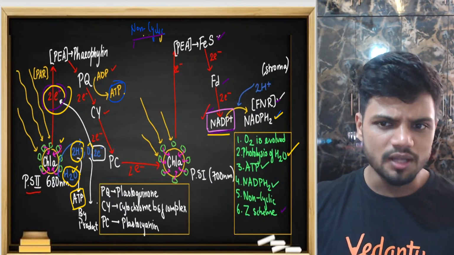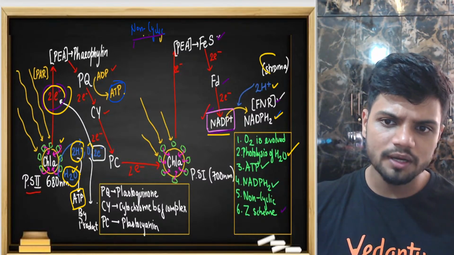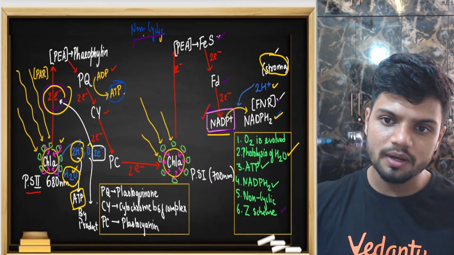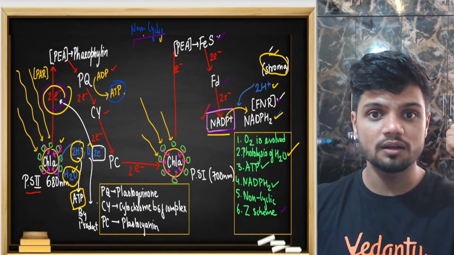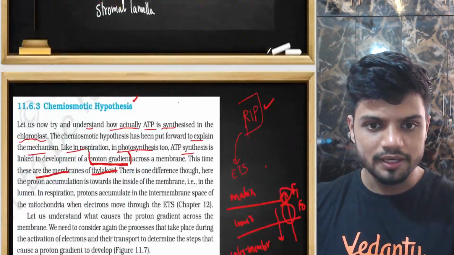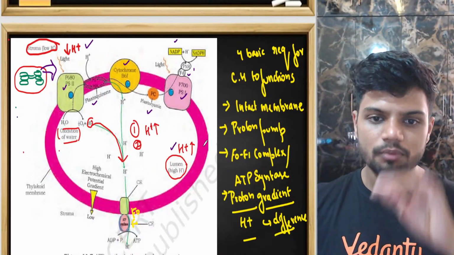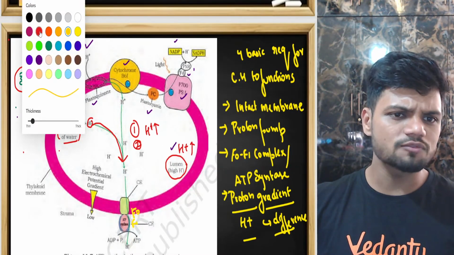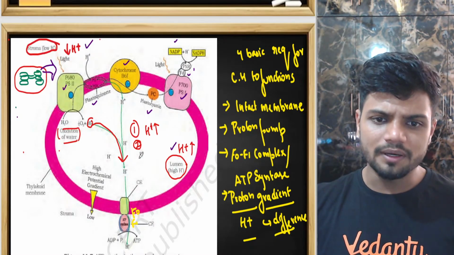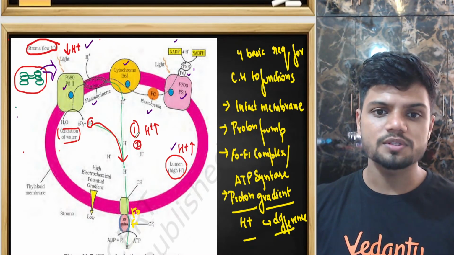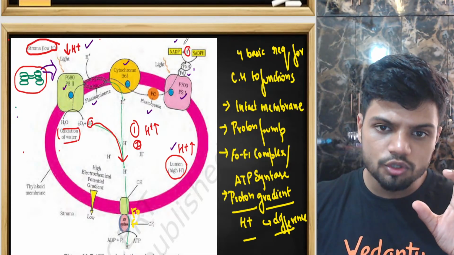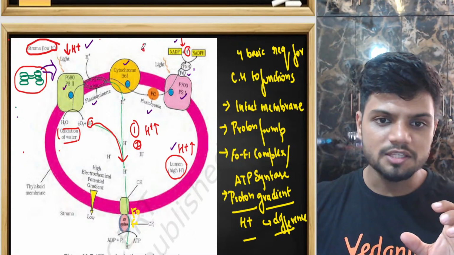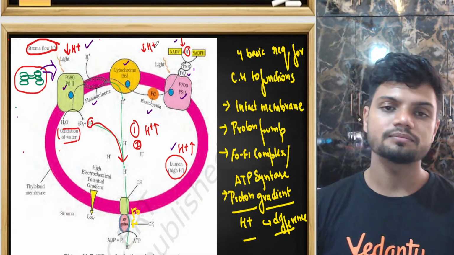Did I not mention it is getting 2H plus from the stroma right here? See here, 2H plus from the stroma. So can I tell that because of that, inside the lumen there is no change for the second method? But since protons are being used from the stroma, can I tell that in the stroma H plus concentration is reducing?